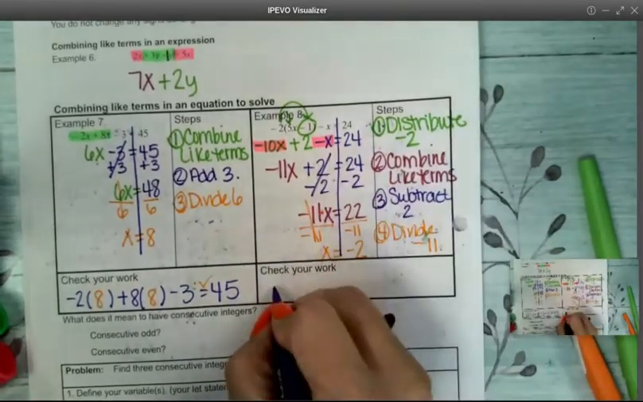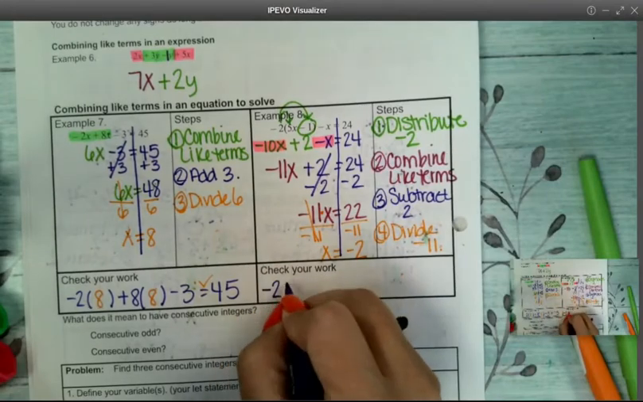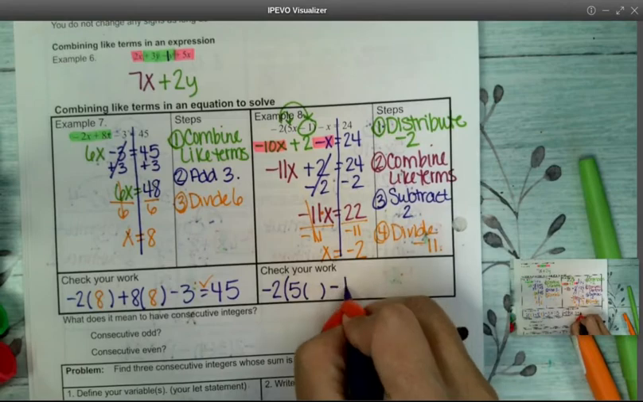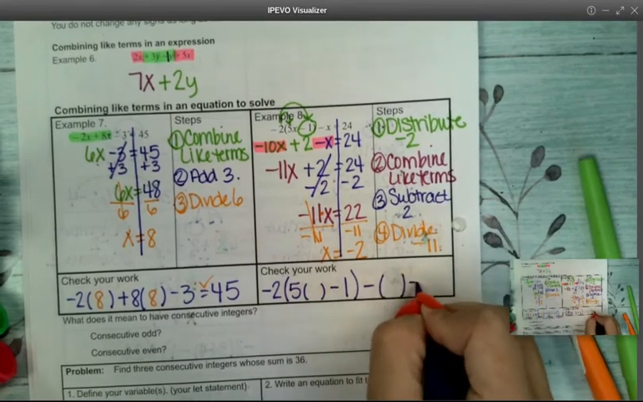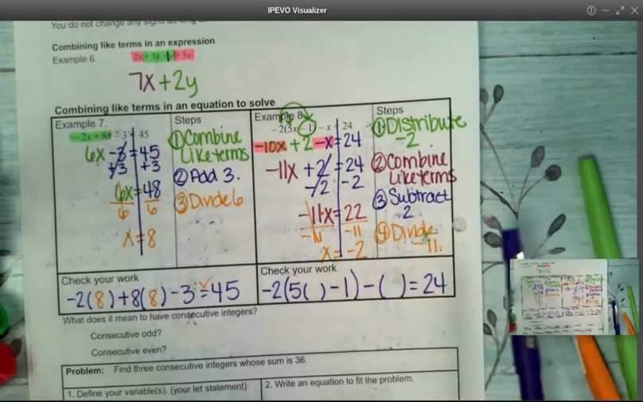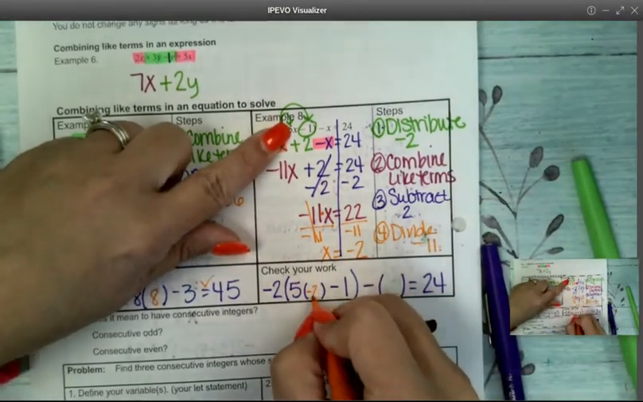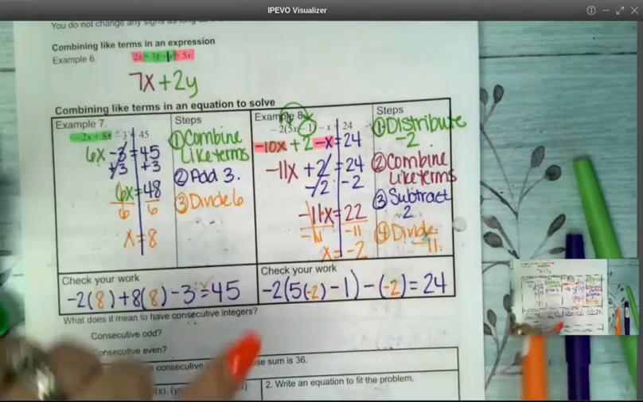Remembering that you must check your work in order to ensure that it's correct. But remember, every time you plug in a number, you have to use parentheses. And it's supposed to be equal to 24. We found all of our x's. I'm plugging it into the original, was negative 2. So I'm going to write that down.